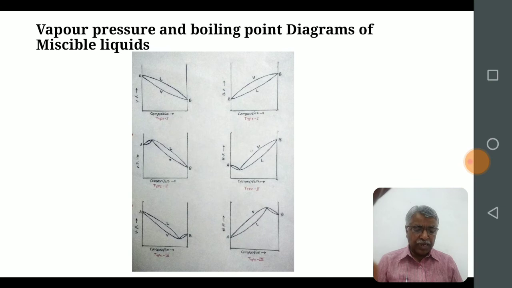Thus, a solution of higher vapor pressure will boil at a lower temperature, and that with lower vapor pressure will boil at a higher temperature. This makes it possible to draw a boiling point composition curve from the corresponding vapor pressure composition curve for three types of solutions as shown in the figures. The nature of the curves are shown in these diagrams.